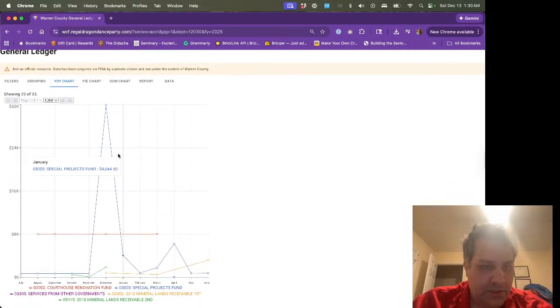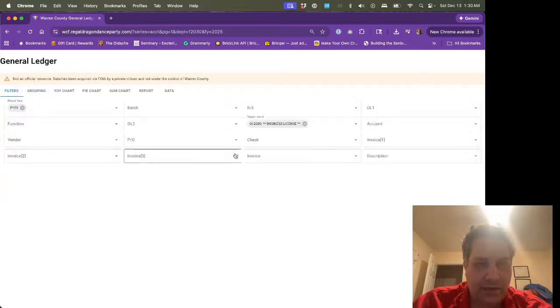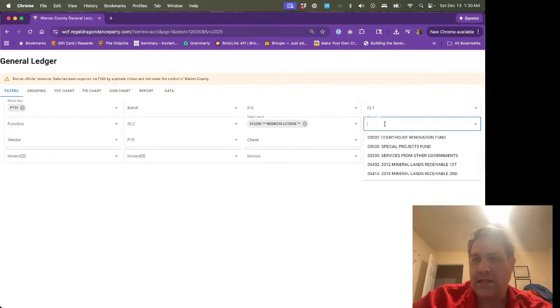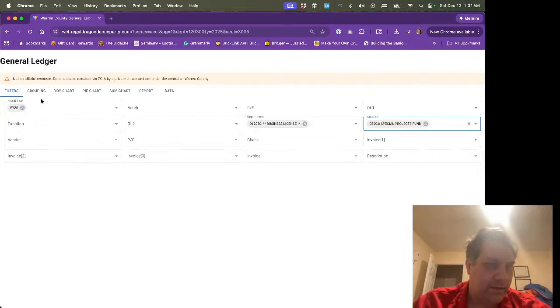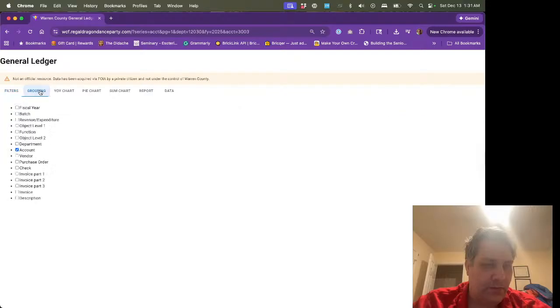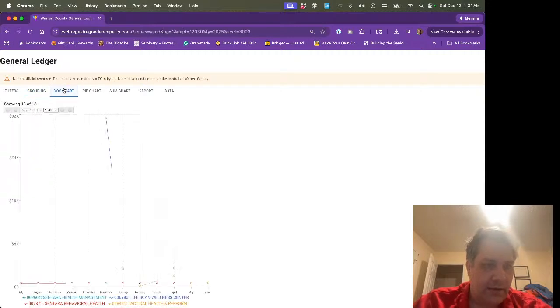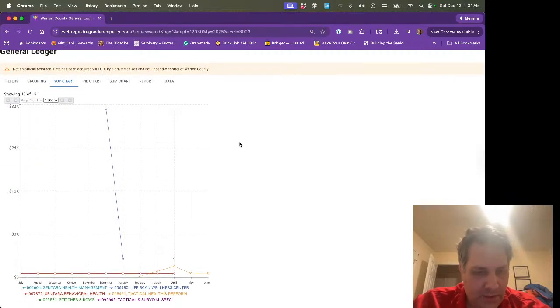Oh, we got a special projects fund is the spike. So that was the account. So the nice thing is I can search the accounts as special projects fund, so I can just type in the name or the number to find it. Okay, and then we will go back, since we're only looking at one account, I'll look at the vendor. So who's getting all that money? LifeScan Wellness Center.